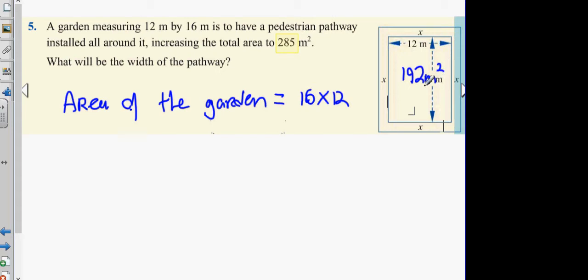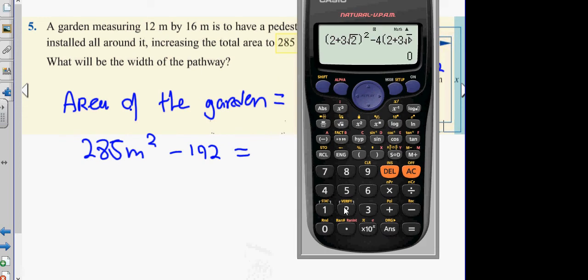Alright? Now, there's sometimes more than one way to come at this, okay? So what we could do is, that's 192 metres squared. We know that's 285 metres squared total, okay? And what could happen here is you have 285 metres squared minus 192, and what you get there is, calculator for me, 285 minus 192. 93. So it's 93, okay? So what we have there is 93.